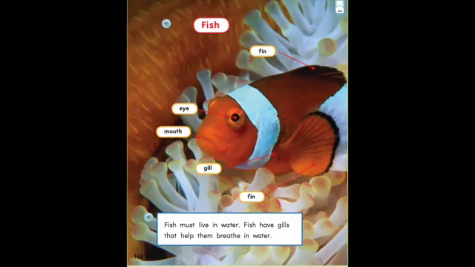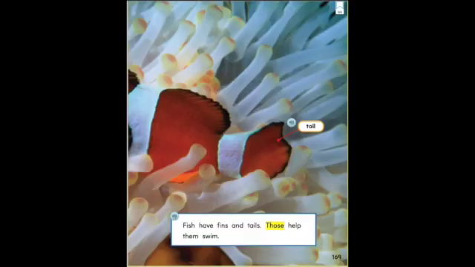Fish must live in water. Fish have gills that help them breathe in water. Fish have fins and tails. Those help them swim. The question you're going to be answering here is, how are fish alike? You can make a smart guess, or you can draw a conclusion about how one fish might be different from another, or how they might be the same. So this is where you get to really think through what you're seeing in the labels, in your pictures, and you read in your texts. Go ahead and pause and write your answer.